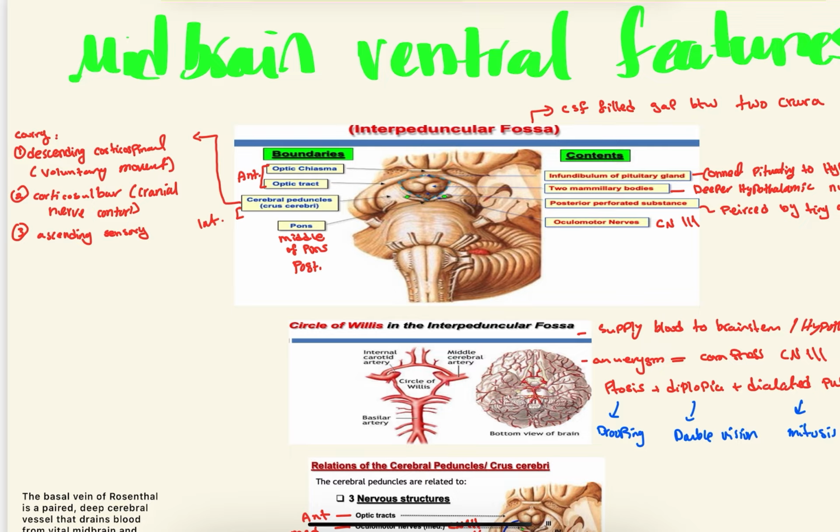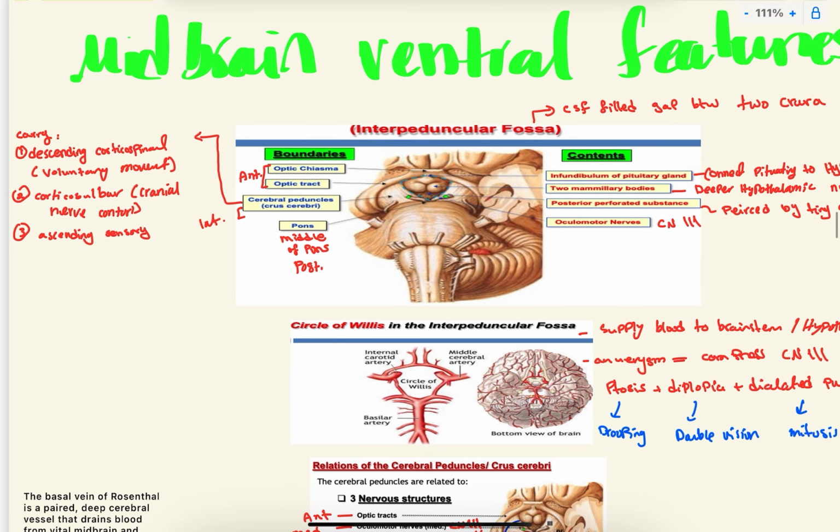And then I will see on the middle here, I will see what? The middle of the pons, or the posterior pons to be more specific. So again, anteriorly, it's very important to know what there is, and laterally what there is, and in the middle, I see the posterior pons.